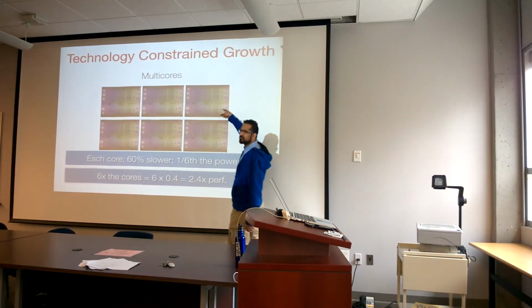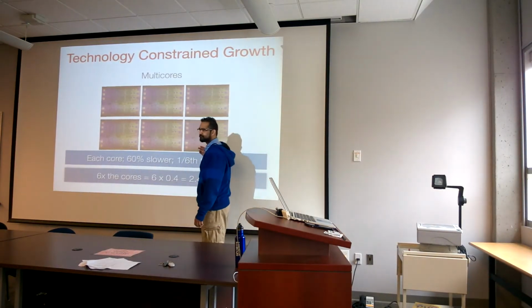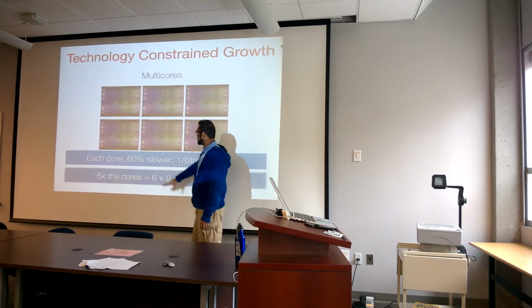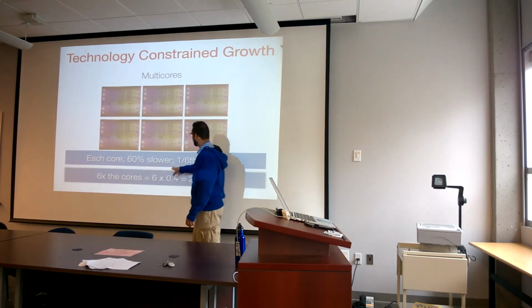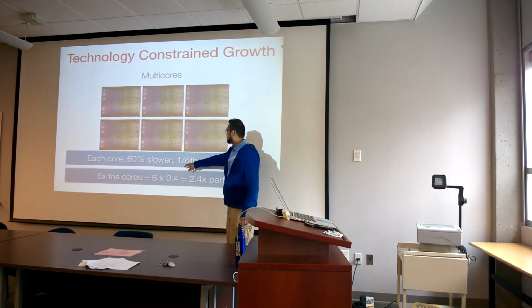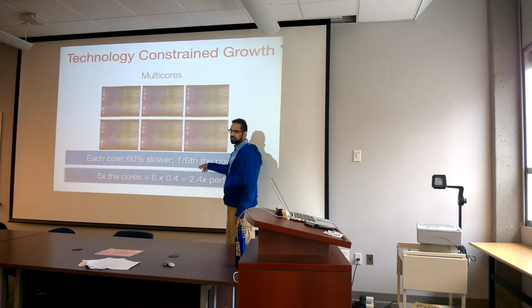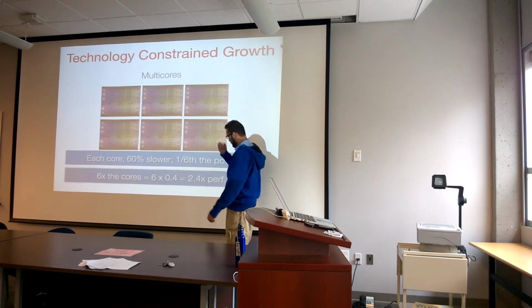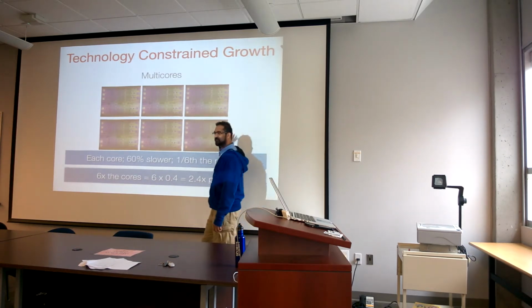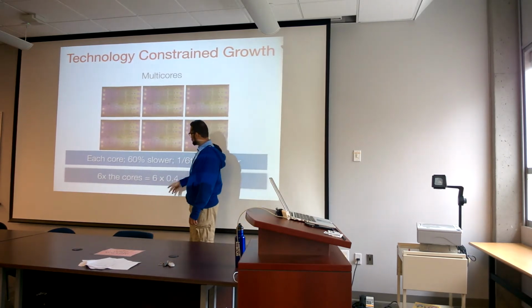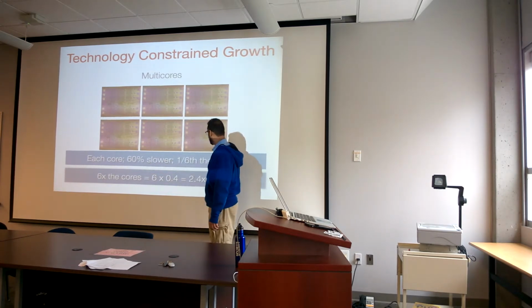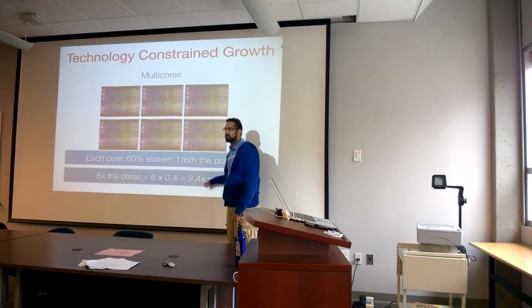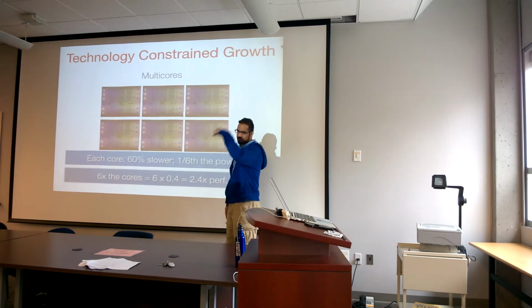You slow down each core, you put a lot of them, right? Each core is, let's say, ballpark 60% slower, right? But you get a quadratic effect on the power consumption as you slow things down, at least at those frequencies. And so you get a 1/6 reduction in power. You put 6 times more cores, each one 60% slower, so you only get 40% of the performance, then you get 2.5 times the performance of the original system, right?